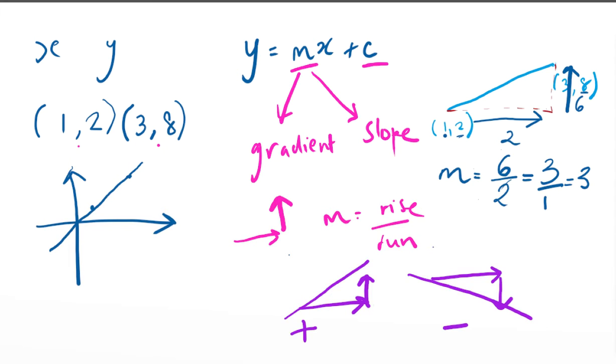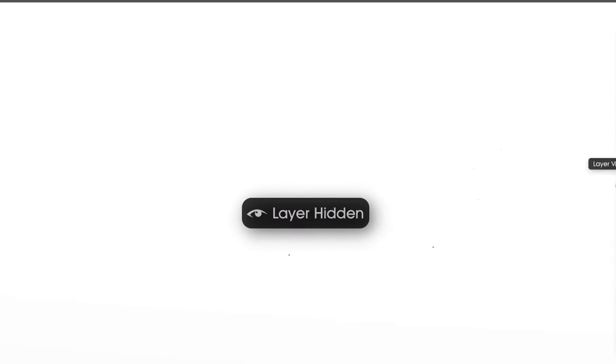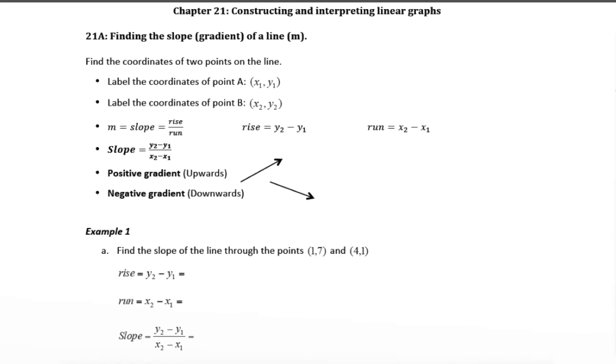If you turn to your summary book now, chapter 21, constructing and interpreting linear graphs. It talks about over here finding the slope, the gradient of a line. And it talks about the upwards and downwards, which is a positive and negative gradient as we just discussed. But what we have here is the algebraic approach of finding our gradient. So we have this same idea, m, which is equal to the slope, which is the rise over the run, so it's the relationship between these two.